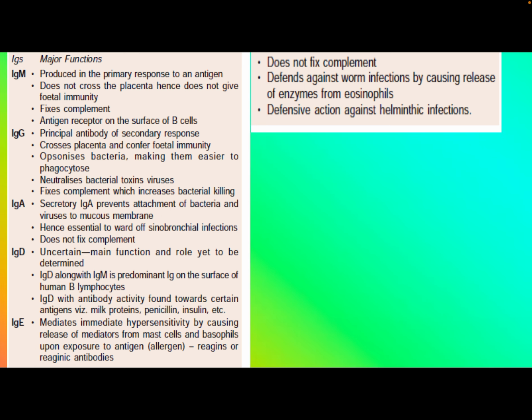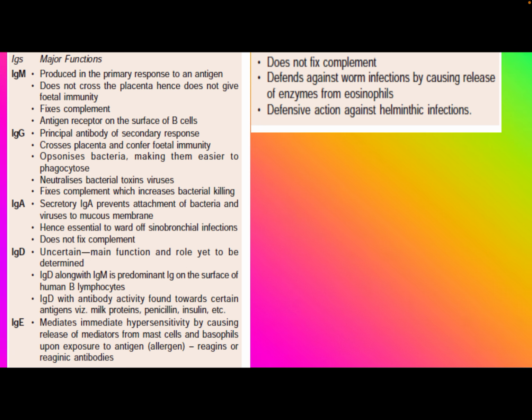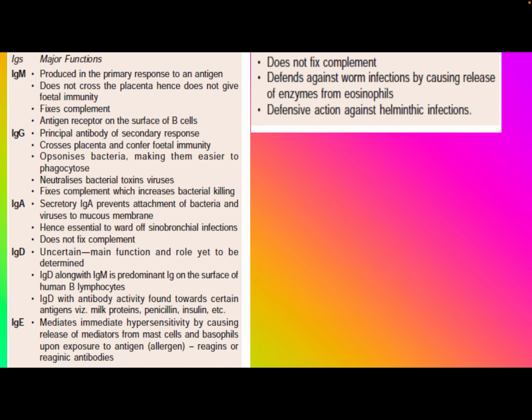In this slide, we have represented the functions of each immunoglobulin in one slide, the same thing which we discussed in the previous slide. IgM is the antibody produced during the primary response. Then IgG is the principal antibody during the secondary response, and it is the antibody which crosses the placenta. So this is how the mother's immunity is transferred to the fetus.